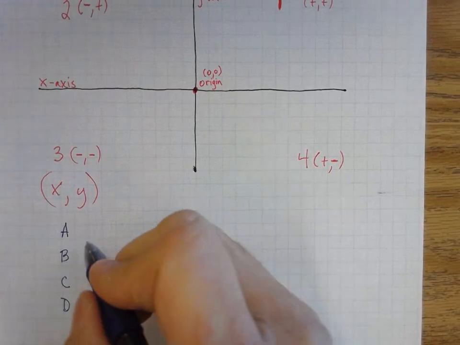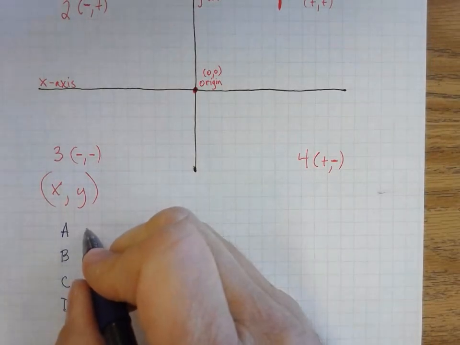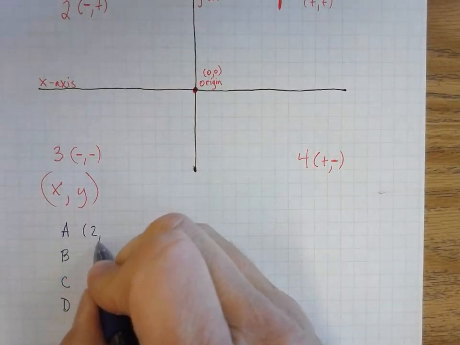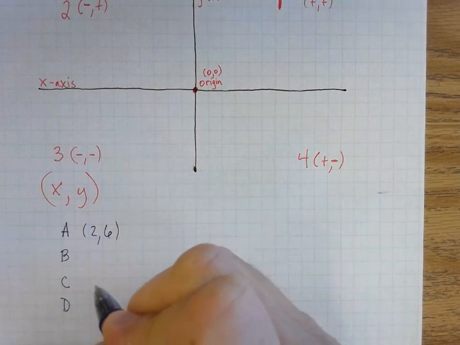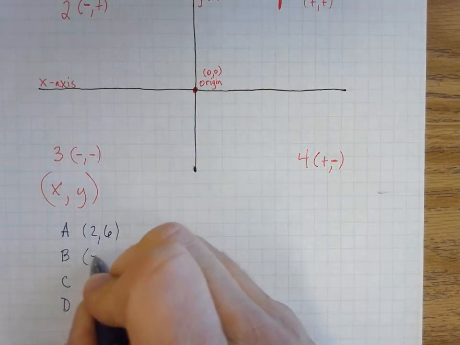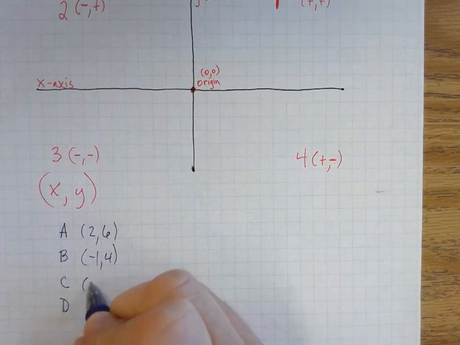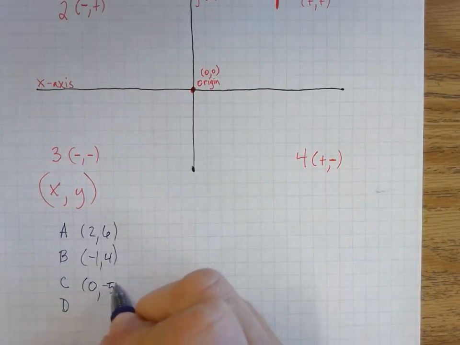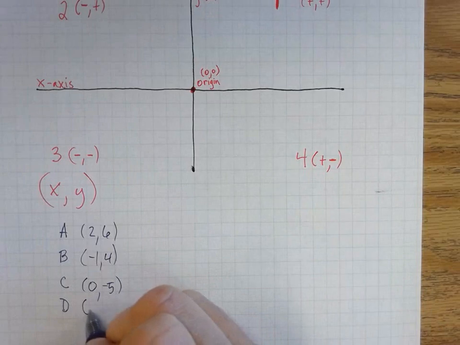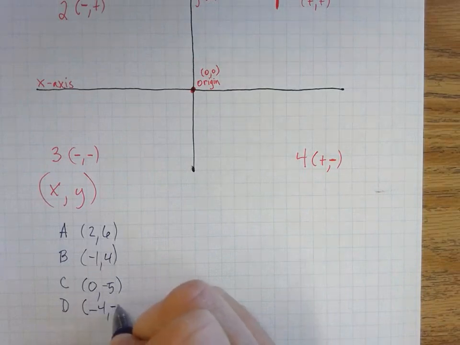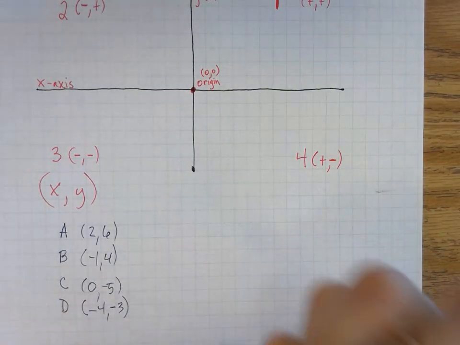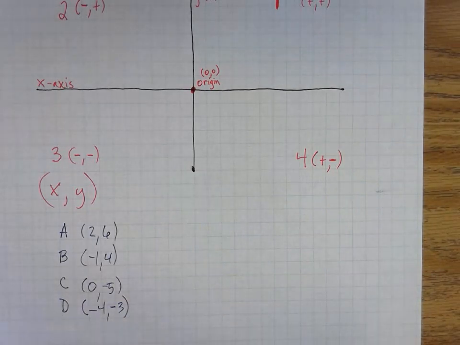So point A, we're going to do it 2, 6. B, we're going to do it -1, 4. C, we're going to do it 0, -5. And D, we're going to do it -4, -3. Okie dokie. All right, so let's walk that line.